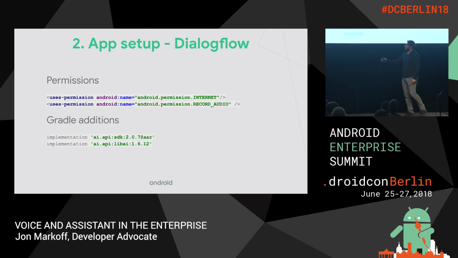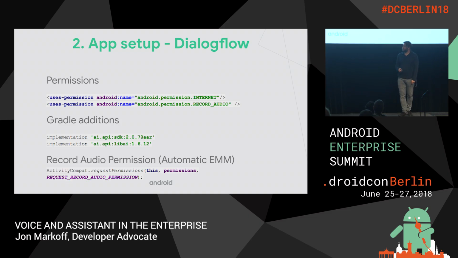For Gradle, one thing to call out is that you'll notice they both say API.ai. Dialogflow, when it was acquired, was called API.ai. The next version will have Dialogflow in the library names. And finally, the most important part is to make sure you ask for permission. The nice thing about permissions in an enterprise context is that your EMM can be configured to set the permission to automatically on for you, so you don't have to ask the user. This leads to fewer bugs and fewer issues of users forgetting to click the right button or forgetting to click allow.